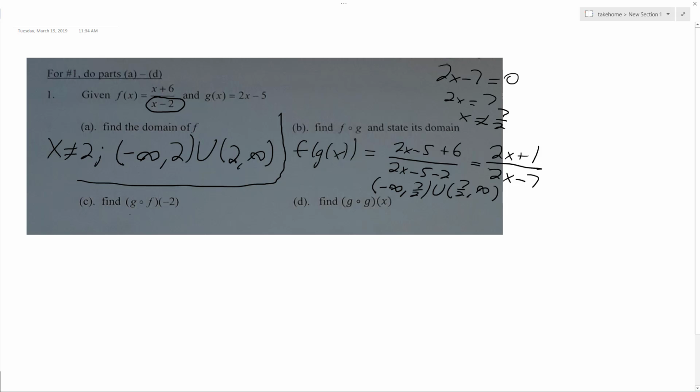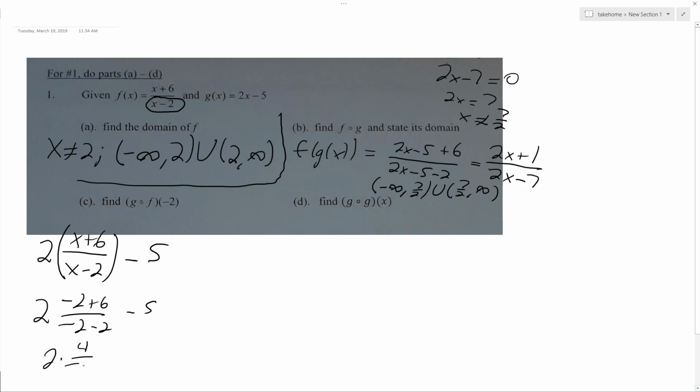And then g of f of 2. So similar, except we just plug in f of x for any x we have in g of x. So we have 2 times (x plus 6 over x minus 2) minus 5. So what we end up with here is plugging in negative 2: negative 2 plus 6 over negative 2 minus 2, so 2 times 4 over negative 4, so that's negative 1 times 2. Ultimately we end up with negative 2 minus 5, which is equal to negative 7.